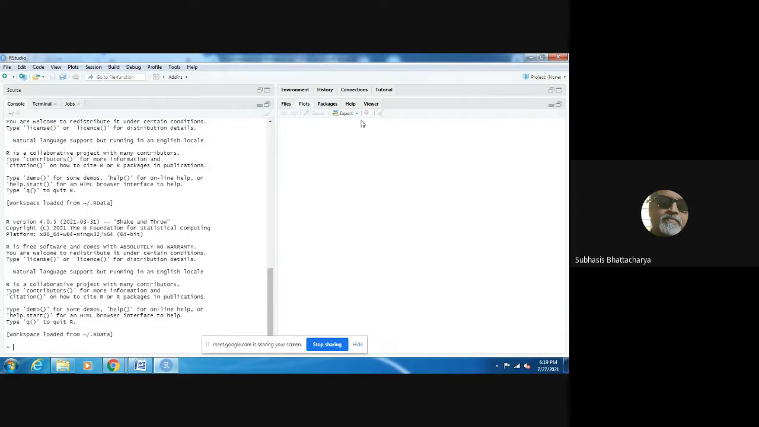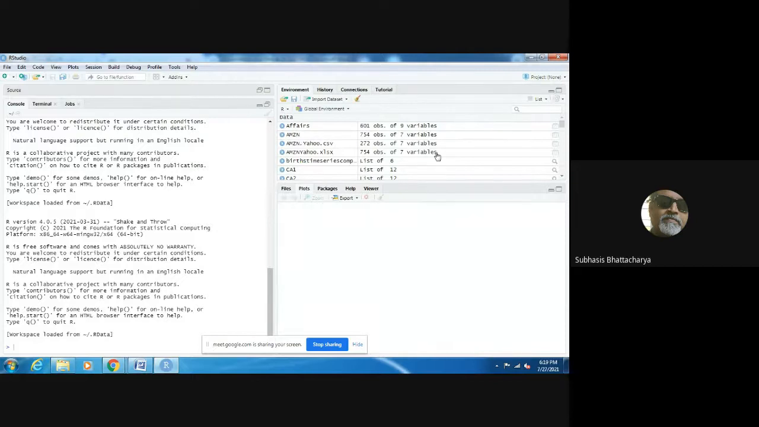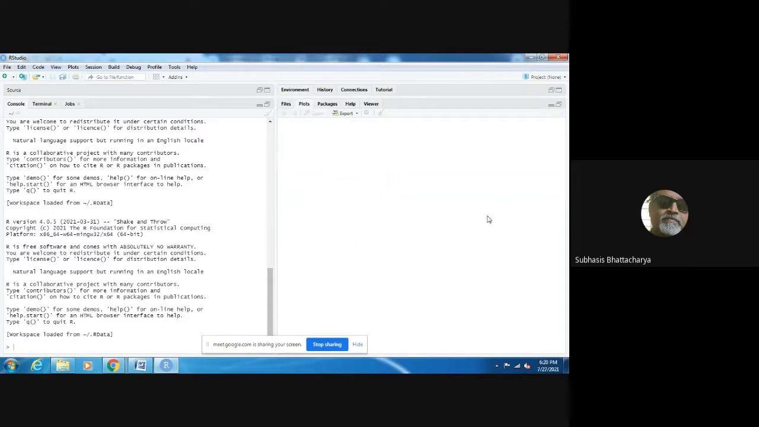And this is the environment part, where there are different functions like import data, history, communication, connections, tutorial, these kinds of things. And here is the output part of R, that is the plotting area. So these four things are there. You write the command here, and after that comes installation of packages and these kinds of things.